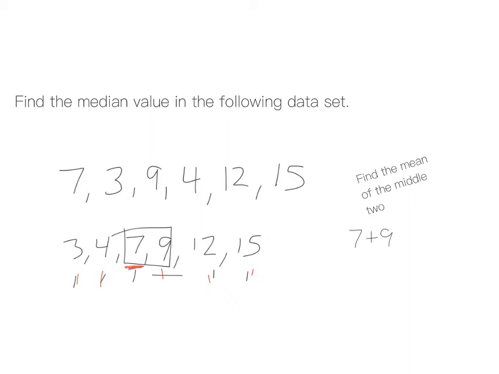And I've got 2 pieces of data, so I'm going to divide by 2. So what is 7 plus 9? Well, that's 16. Divided by 2 is what? 8. And that is our answer. Okay, so we don't see an 8 in this data set, but that's okay. The 8 is going to fit right in between those 2, and 8 would be our median.